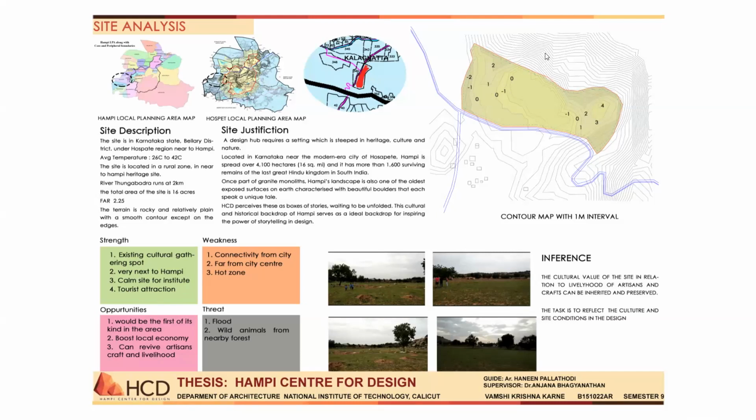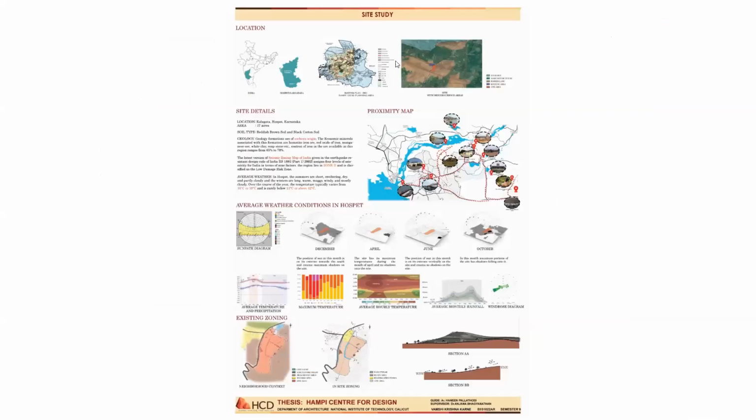The site is surrounded mainly by small hills around the site on the back, and on one side it's full along the road, and it's located in a very calm location away from the town. This is a main advantage for the design institute, with less traffic pollution. Here we can see the site details. The site is located in a village called Kalgatta in Hospet, that's in Karnataka.